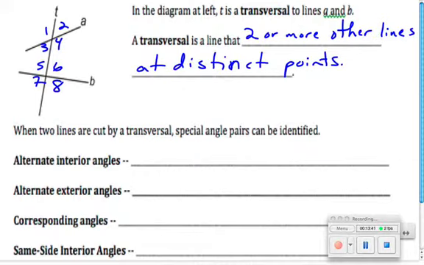So just based on the name, Eugene, you have a hunch? Angles 5 and 4. Angles 5 and 4 will be alternate interior angles.